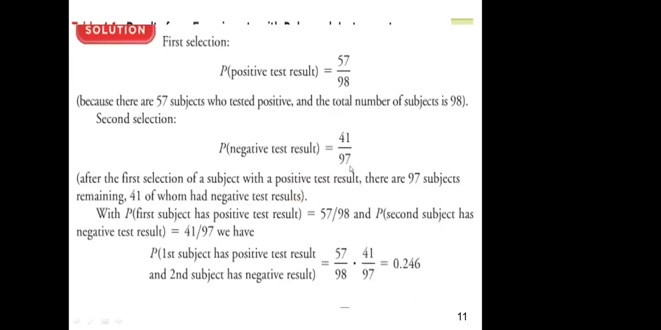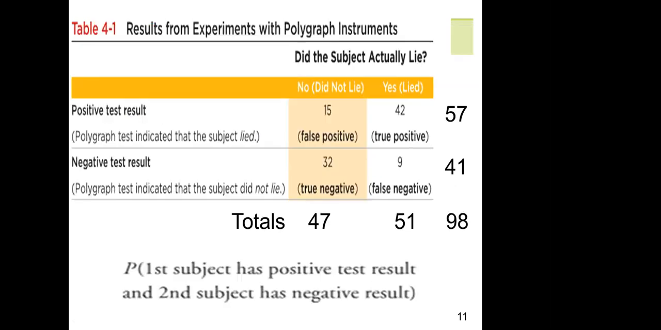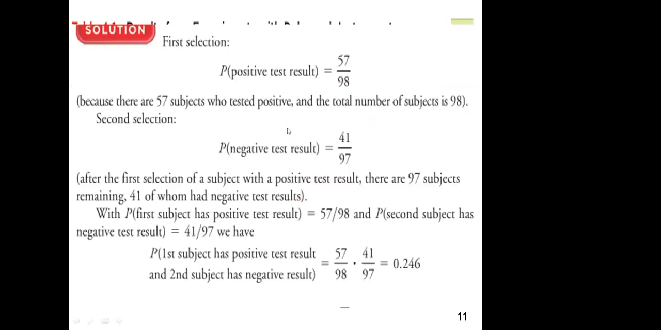All right, so it's 41 out of 97. These are dependent events. You had 57 who had a positive result out of 98. You had 41 who had a negative result, but not out of 98, because you picked this one positive person, you already took them out of the mix. You only had a total of 97.